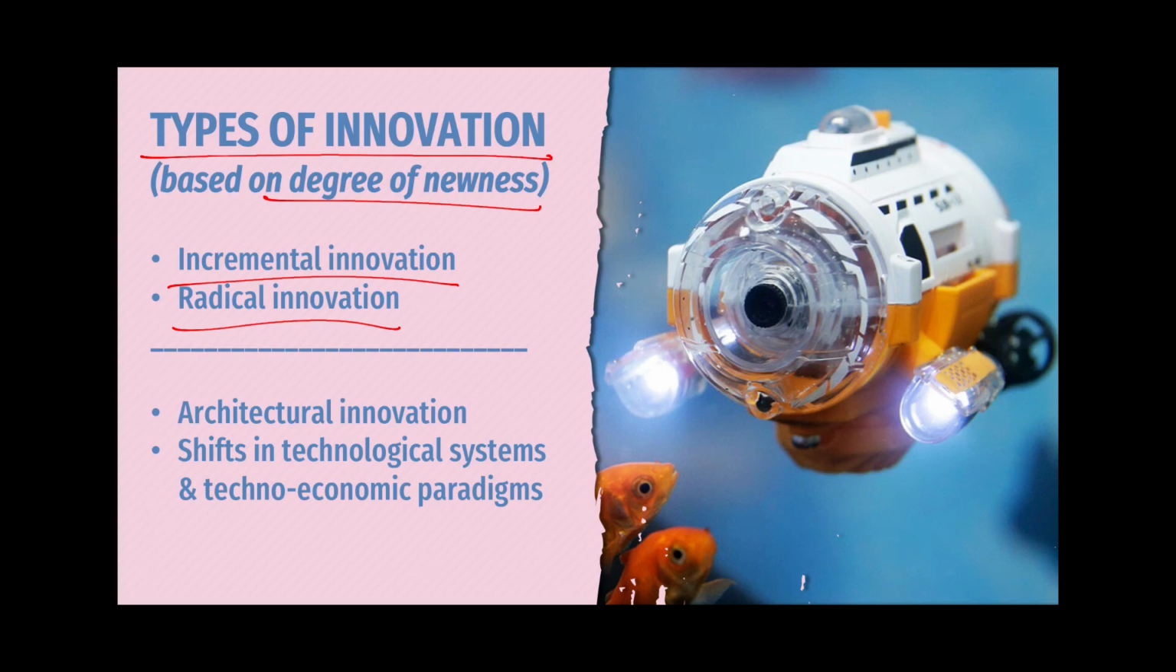Another form of innovation is the architectural innovation, which is an example of an incremental innovation wherein we just rearrange the parts of the previously known innovation. Like, for example, a new form factor for a smartphone. Now we have a foldable phone. So that's an example of an architectural innovation.